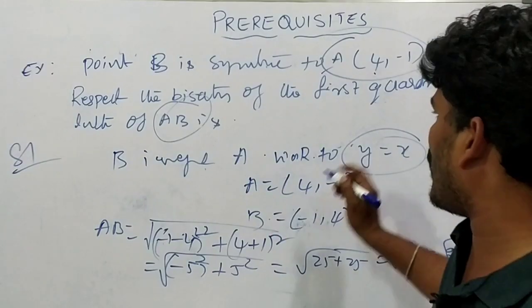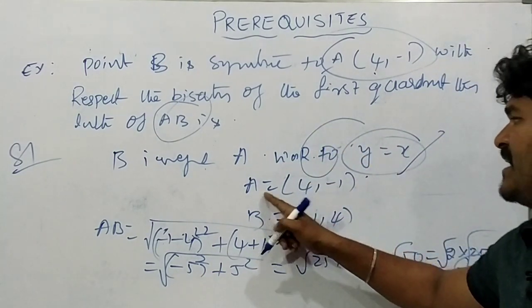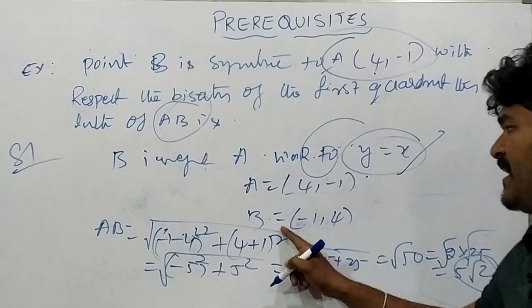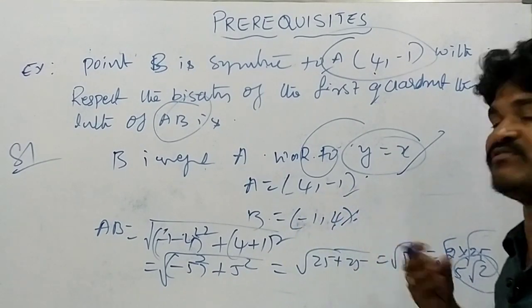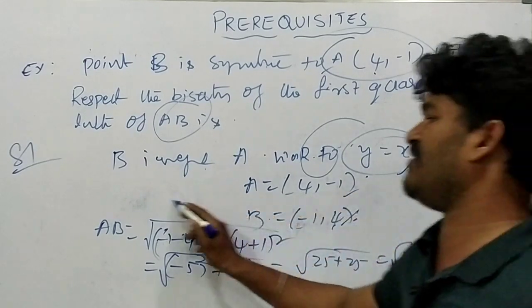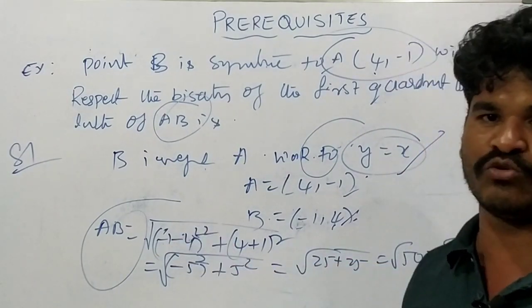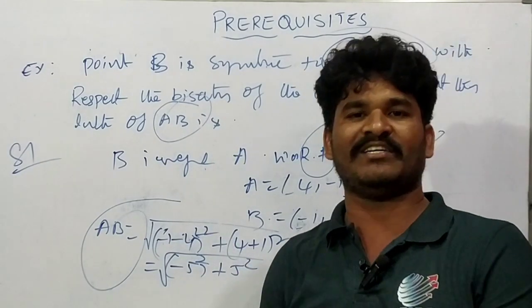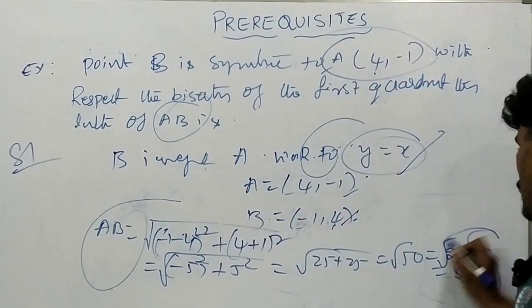B is the image of point A with respect to y equal to x. In the same way, A equals (4, minus 1) and B equals (minus 1, 4). Then AB equals the equation we already know, the square root of (x2 minus x1) whole square plus (y2 minus y1) whole square. Substituting these values into the equation, we get 5 root 2.